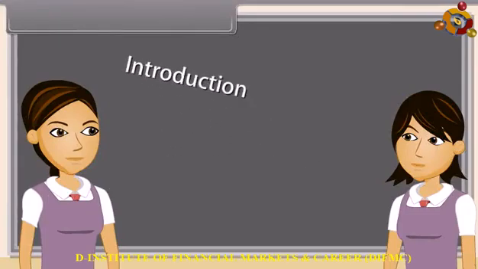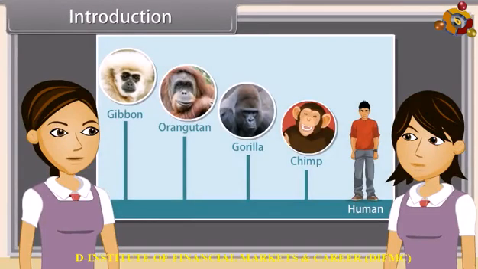Introduction. Hey Sunita, look at this chart. What can you observe from this chart? It depicts that human, chimpanzee, gorilla and other two animals possess some similarities and differences. Yes. What is the basis of these similarities and differences? They have a similar body structure.